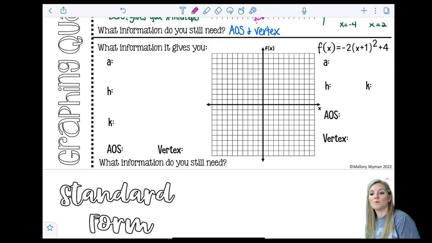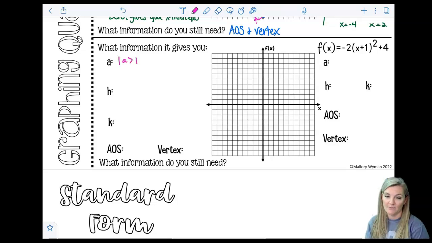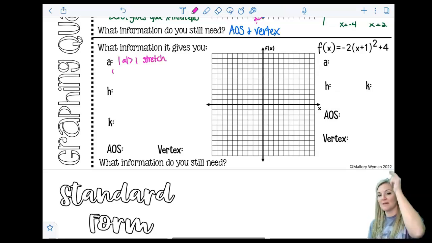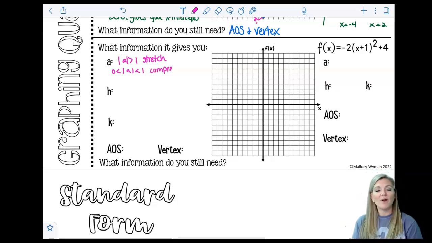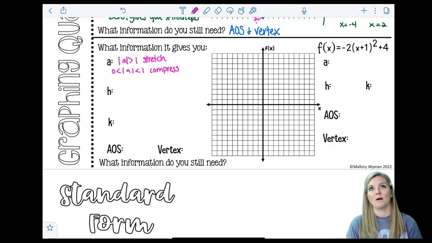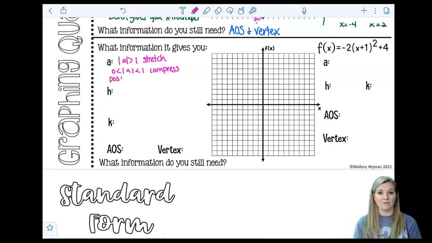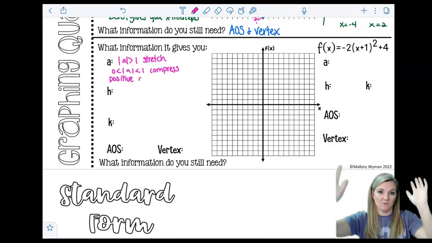So vertex form. We've been spending a lot of time on vertex form. Vertex form gives you your A, your H, and your K. And we know what A does. It's the same as above. If A is greater than 1, it's going to stretch. If it's between 0 and 1, it is going to compress. If your A is positive, it is going to open up. If your A is negative, it's going to open down.